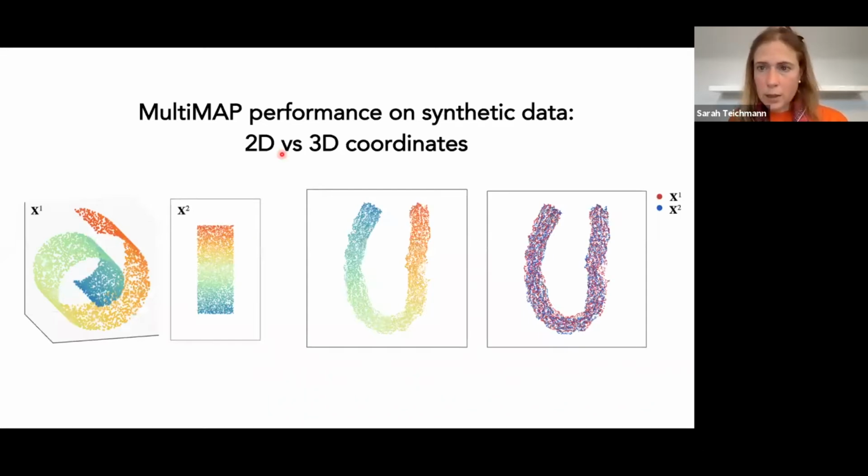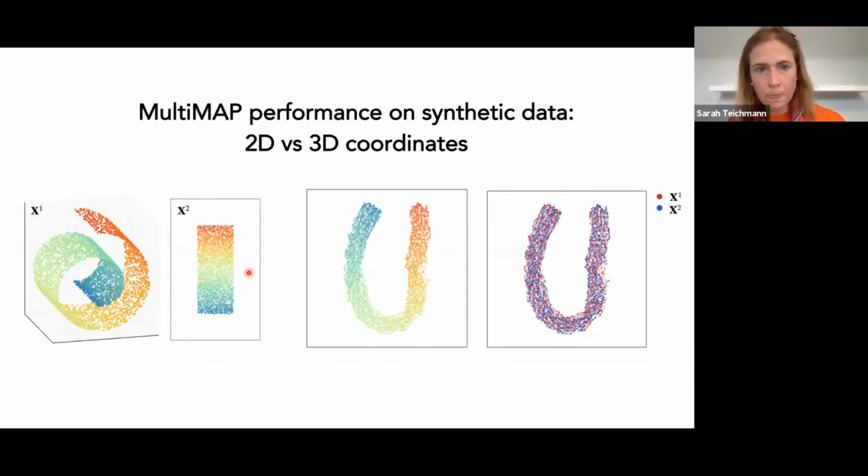So the classical computational biology, bioinformatics exercise on synthetic data, one of the challenges is shown here, where we're integrating the jelly roll, which is a three-dimensional coordinate system, with the rectangle, which is a two-dimensional coordinate system. And what MultiMAP finds is an embedding that's like a horseshoe that links the corresponding points to each other in the right solution, basically going from blue to red. And you can see here, there's a good mixing of the jelly roll with the rectangle.